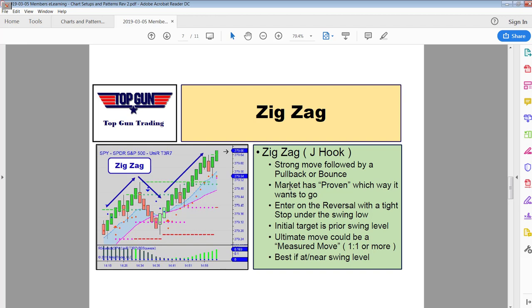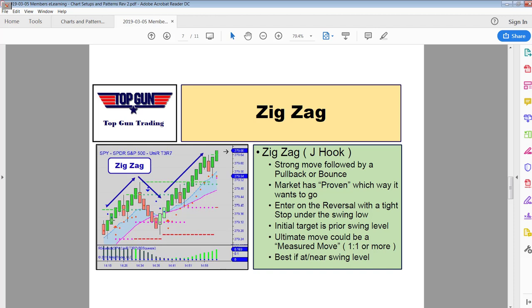The big thing about the zigzag pattern is the market has proven which way it wants to go. And you can enter on that reversal at the bottom with a stop under the swing low or near it, with the initial target being the prior swing high. And an ultimate move could be something like a measured move.